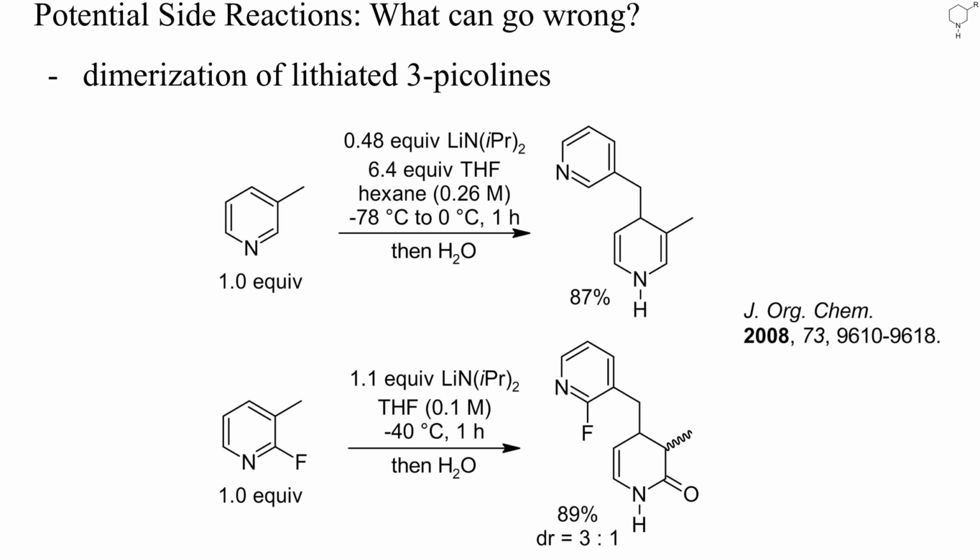Lithiation and derivatization of 3-methylpyridines may, however, succeed if the electrophile is stable toward bases and already present during deprotonation.